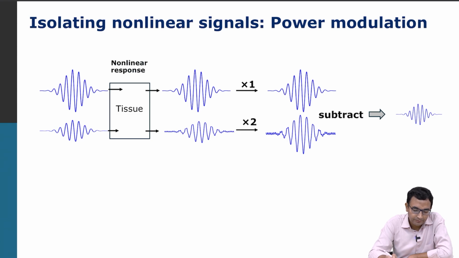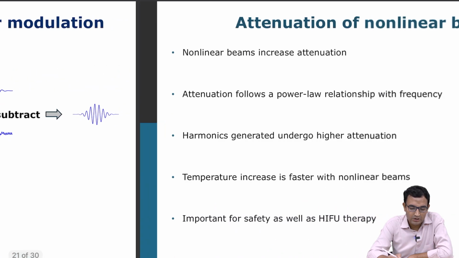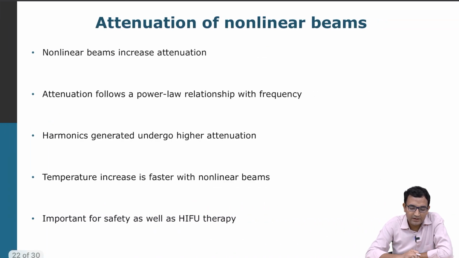But here, if we consider a nonlinear medium, and tissue is a nonlinear medium under this framework where we are dealing with finite amplitude waves, this scaling property is not going to work. So even after you scale the output by 2 and subtract, there will be a residual nonlinear signal, and this is essentially the harmonic signal that you are capturing. So these are clever methods of isolating the nonlinear signal.